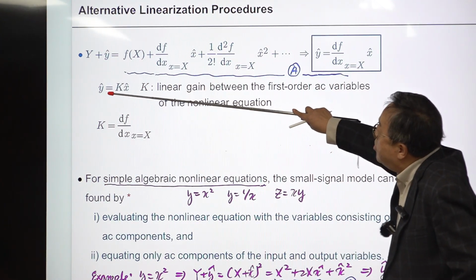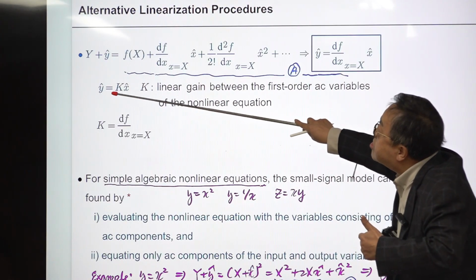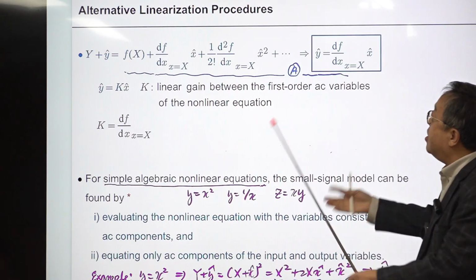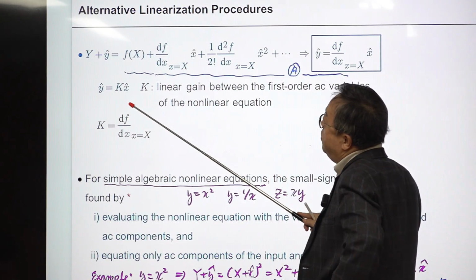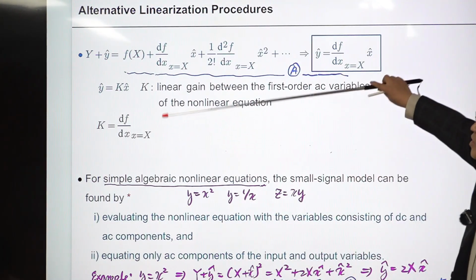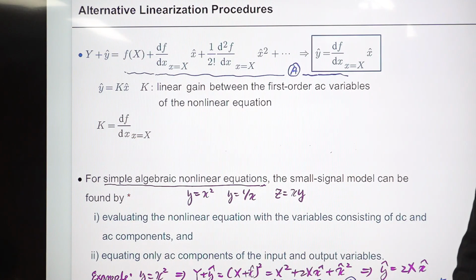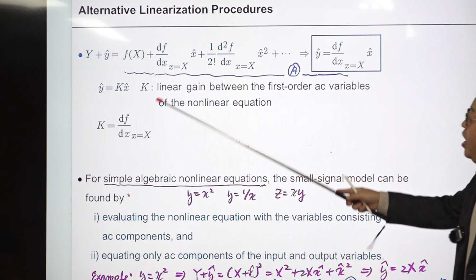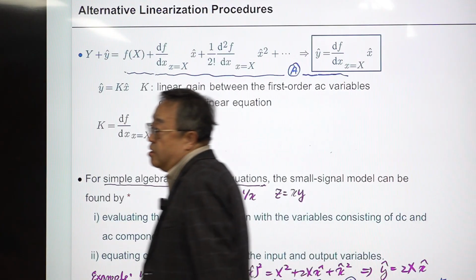So somehow we want to find this constant k, which relates AC x and AC y. This is one example. There is another example. There are many examples. Taylor series is just one example, but this example always works. So K is this one, right?